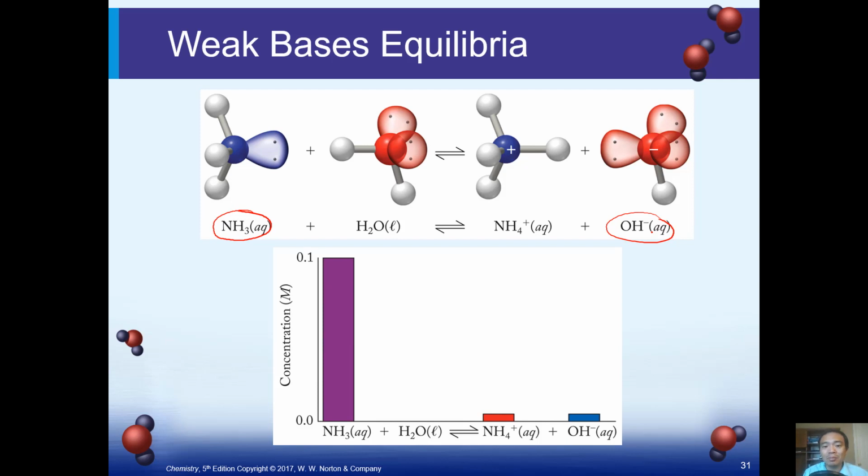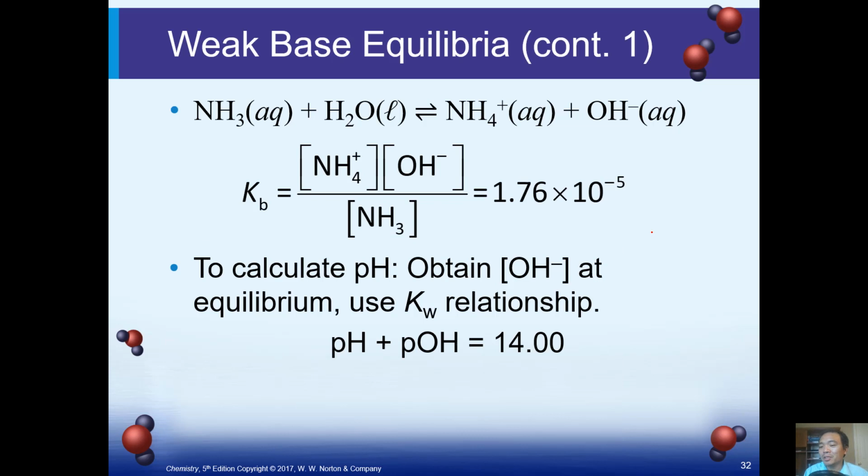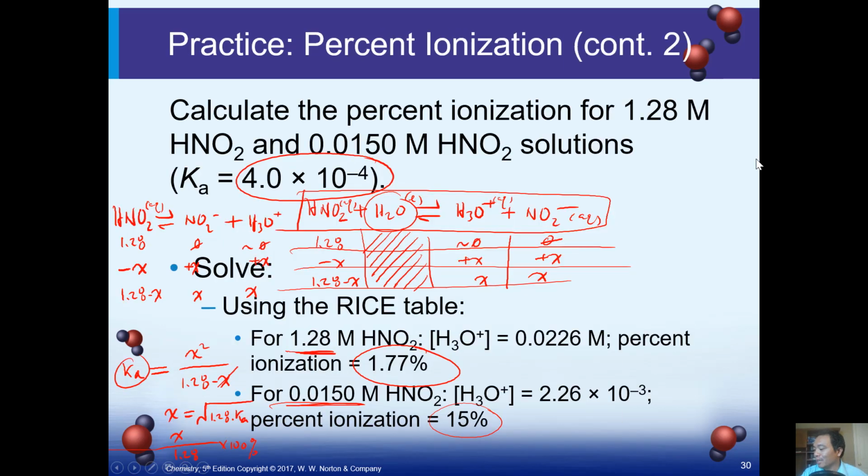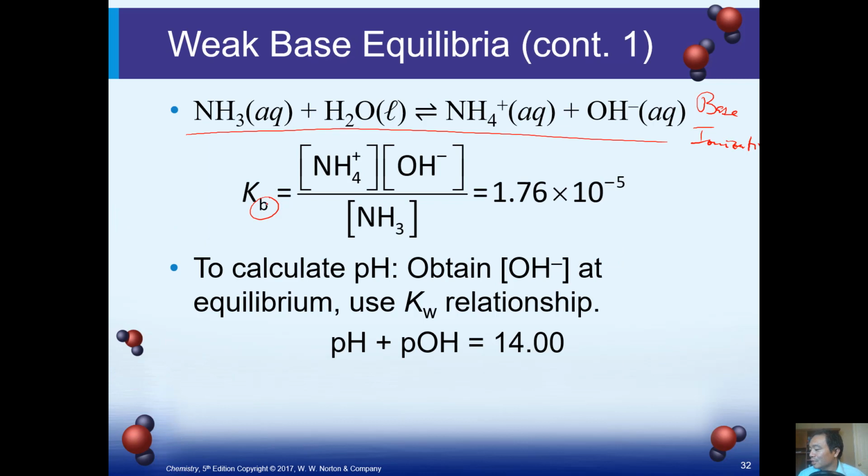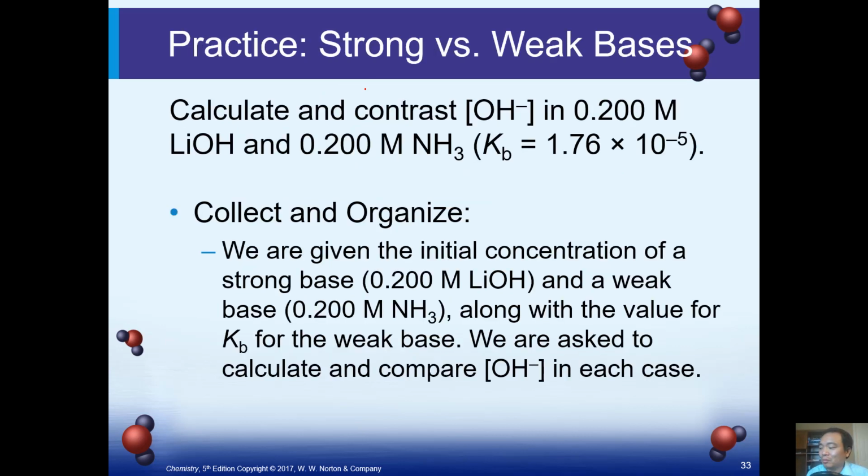So when you build the ice table, you will use the Kb expression, because this whole thing is the base ionization. This is base ionization. Okay, so that's why you are going to use Kb. For any base, it must be Kb. For any acid, ionization must be Ka. Okay, do you remember? You also notice the water is not included because it's a pure liquid. Okay, let's do the calculation for one example.